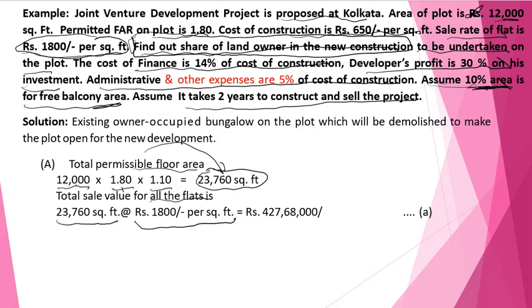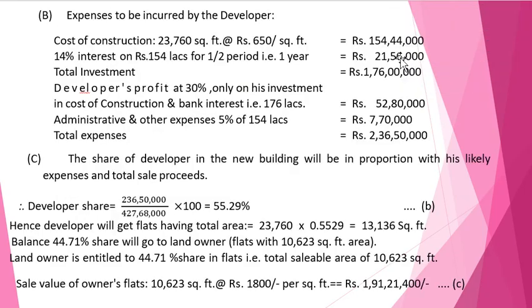So total earning from the project is 4 crore 27 lakh 68,000. Now see the expenses to be incurred by the developer. Cost of construction: 23,760 square feet at the rate of 650 per square feet is 1 crore 54 lakh 44,000.